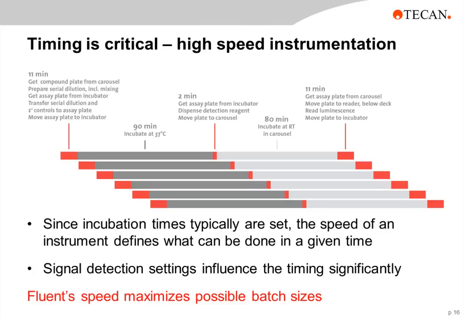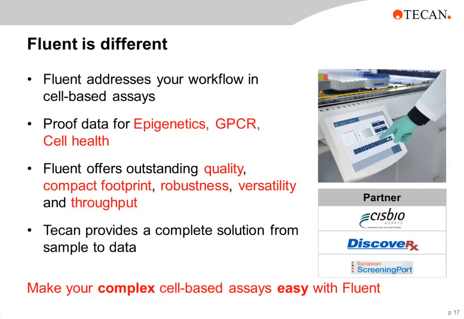Of course, signal detection settings are also influencing your timing significantly. But it's very obvious with this chart that you can maximize your batch size with the speed Fluent runs at. I would like to close my short introduction now, hoping I could show you how different Fluent is. We have focused on selected areas in cell-based assay to show you proof data and give you tested configurations for epigenetics, GPCR, and cell health.